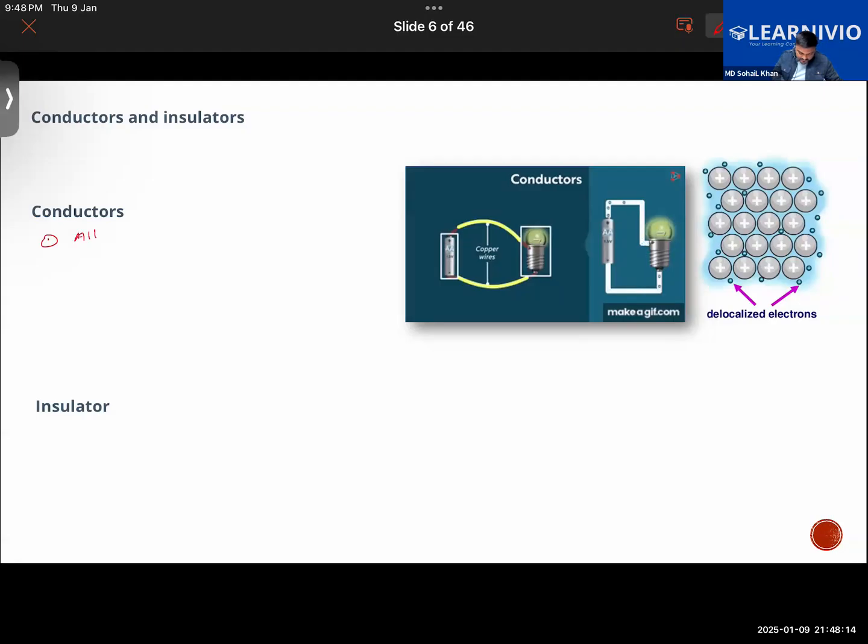So it allows electric current, or can we say that they will allow electrons to pass through it? Because electric current is simply the flow of electrons, right? So it allows electric current, or simply electrons, to pass through.